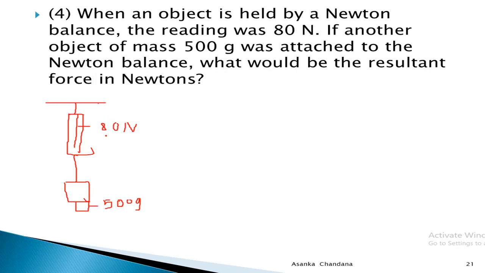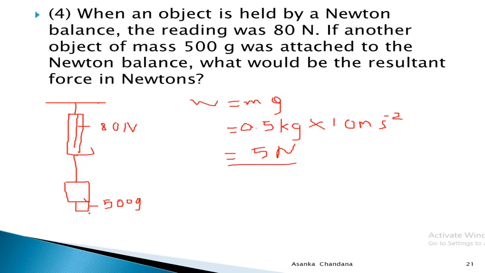This 80 Newton force is exerted due to the weight of the object. Firstly we have to calculate the weight of the other object. To find the weight, we can use W equals mg. Here m means mass, which should be substituted in kilograms. 500 grams means 0.5 kilogram. g is the gravitation, whose value is 10 meter per square second. So 0.5 times 10 means 5 Newton. Therefore the weight of this object is 5 Newton.